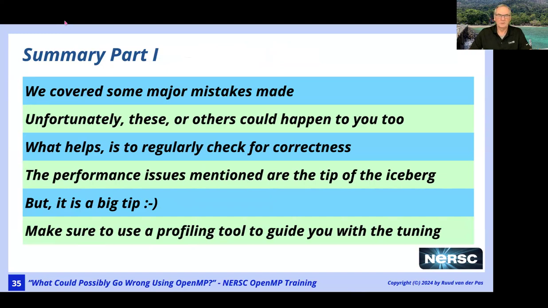Always check for correctness. I tend to make baby steps and check for correctness because once you have completed all of your OpenMP work and OpenMP is all over your code, it'll be much harder to track a wrong answer problem than if you do that step by step. So be careful. Make sure you have some reliable reference set you can compare against. And also try it with different thread counts just to make sure that the error is not thread count related. And again, when you start tuning, use a profiling tool to guide you what to tune.